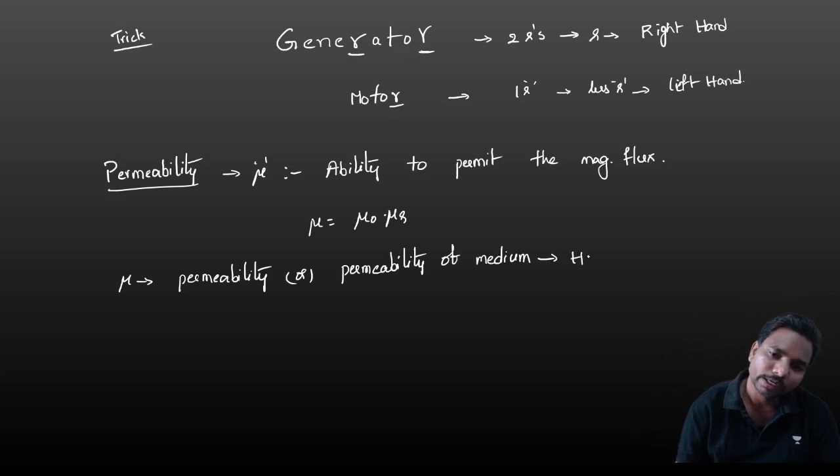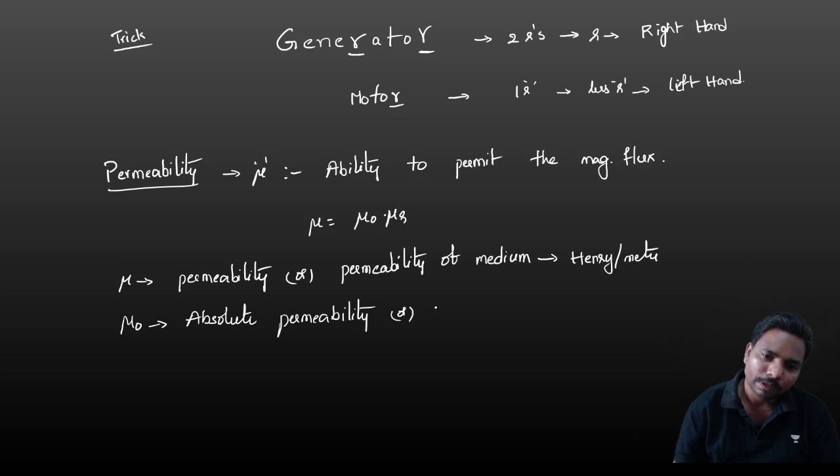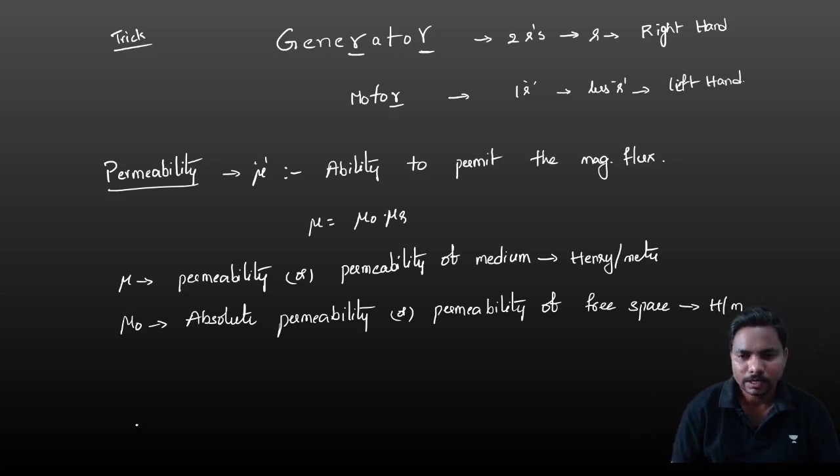The units are Henry per meter. Very important. And mu naught is said to be absolute permeability, or permeability of free space. All these are very important for exams. They will ask the units. These units are also Henry per meter. And now mu r is equal to mu by mu naught.